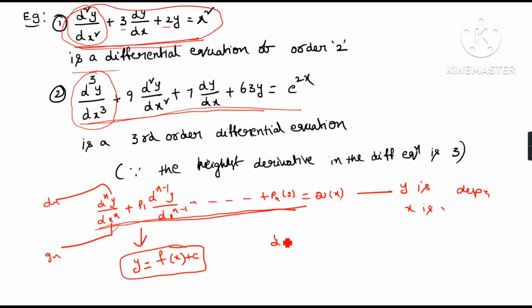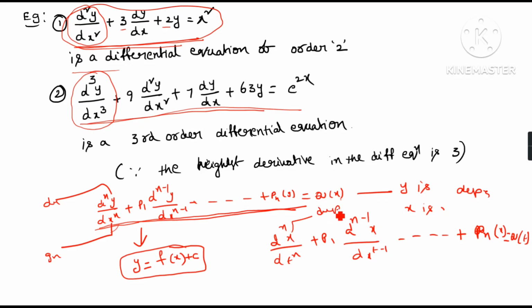Sometimes we get a differential equation like d^n x by dt^n plus p1 into d^(n-1) x by dt^(n-1) and so on, plus pn into x equals q of t. This is also a differential equation of nth order. But here the dependent variable is x. This is the dependent variable. This is the independent variable.